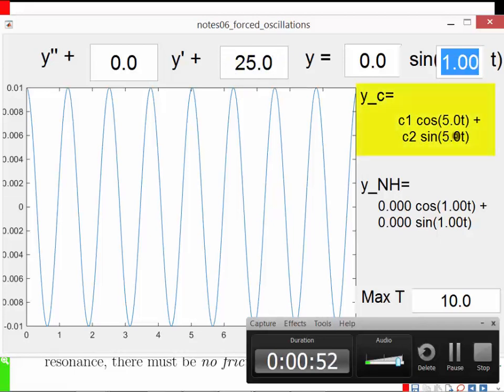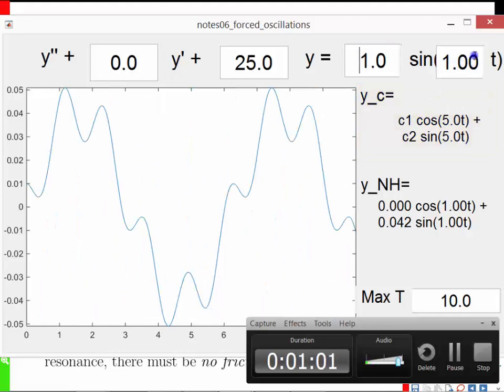This spring naturally wants to oscillate at 5, and we're going to put a 5 in here. So let's put the 1 in first that we've seen before. We get the disjointed because the frequencies are different. But what if we had the same frequency in both the complementary solution and the non-homogeneous solution? Remember what happens mathematically with that? And then we'll see what happens. So try to predict what will happen in terms of the graph.